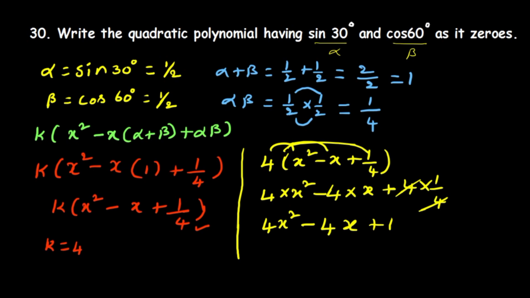I hope you understood this one also. Alpha is equal to sin 30, which is equal to 1 by 2. Beta is equal to cos 60, this one also 1 by 2. So alpha plus beta is 1 and alpha into beta is 1 by 4. So substituting that in the quadratic polynomial, k into x square minus x into alpha plus beta plus alpha beta. So final answer is 4x square minus 4x plus 1. So these are the most important questions from this chapter. I hope you understood each and every problem.